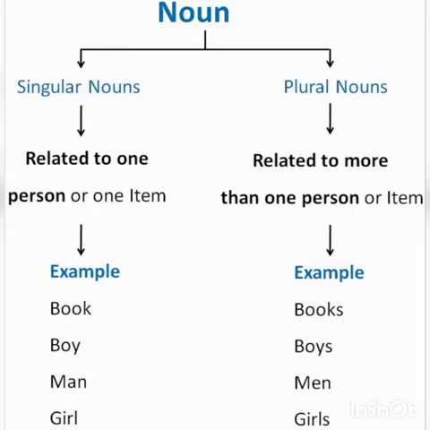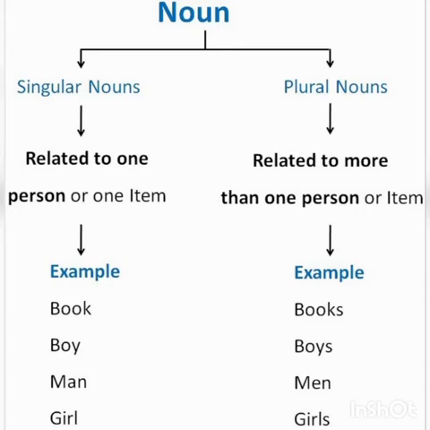Nouns according to number are of two types, singular nouns and plural nouns. Singular nouns are related to one person or one item. Plural nouns are related to more than one person or item. Let us look at the examples.